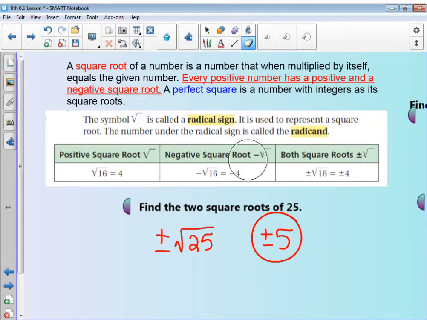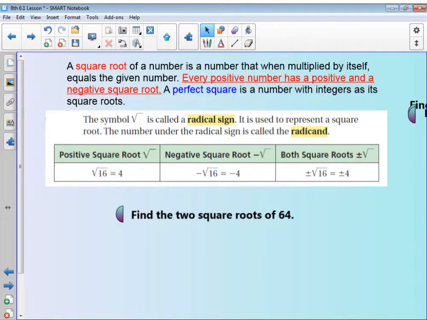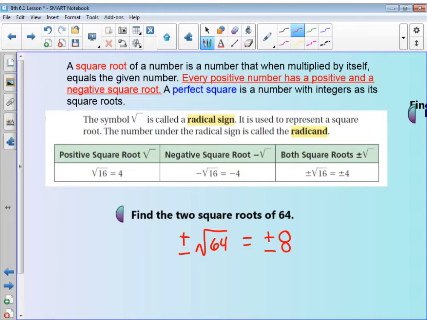All right, so I'm going to slide one out here for you to try independently. Go ahead and try this one. Find the 2 square roots of 64. You can pause your video if you need to and work through this one. Okay, the 2 square roots of 64 are positive and negative 8.